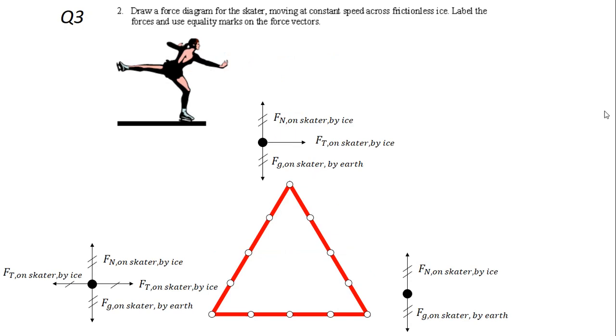So we've got an ice skater here moving at a constant speed across frictionless ice. So draw the forces, we'll draw a force diagram basically for this. So there's 3 for you to choose from there. This ice skater moving at a constant speed across frictionless ice. Pause the video if you need it. So moving on to question 4.